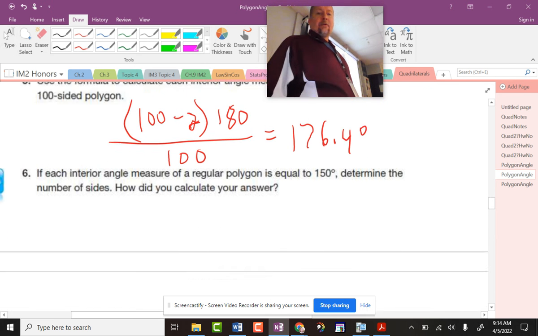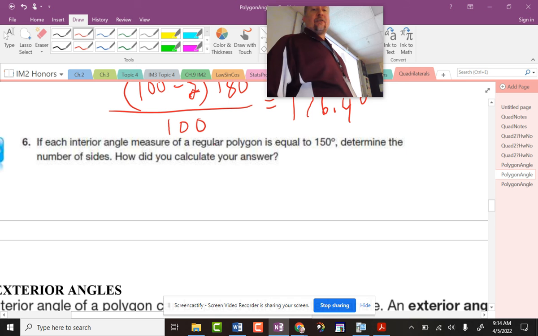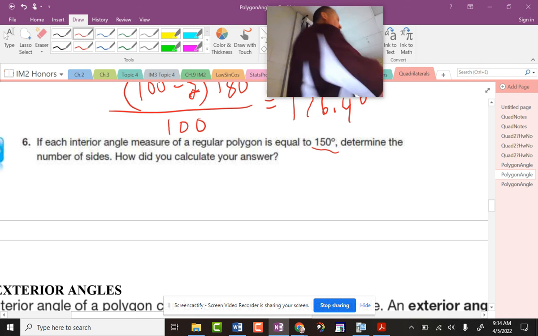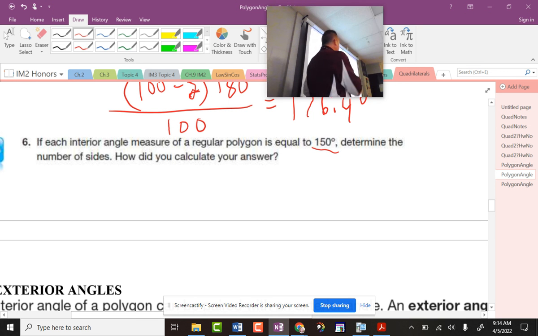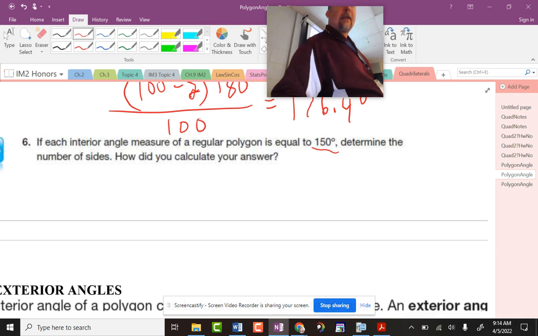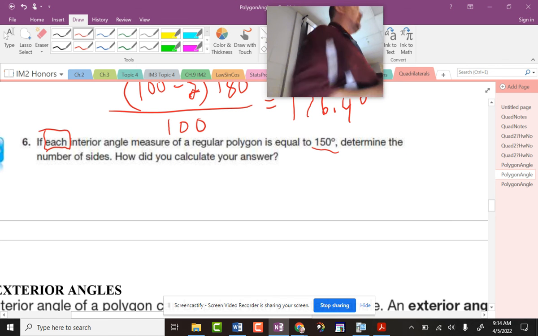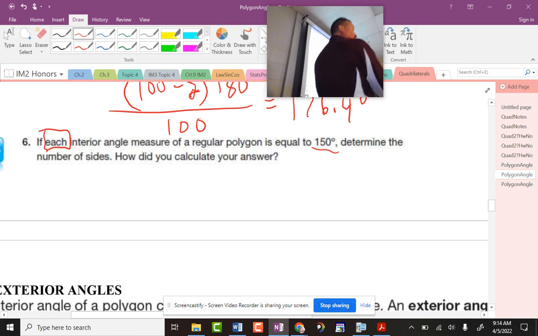All right, so here we go. If each interior angle measure of a regular polygon is 150, determine the number of sides. Wait till you see the next page what I'm going to do with this. But we're going to set this up. Again, this comes from reading, and this is where we didn't really read in the beginning if we didn't do our first thing correctly. So make sure you read, all right?